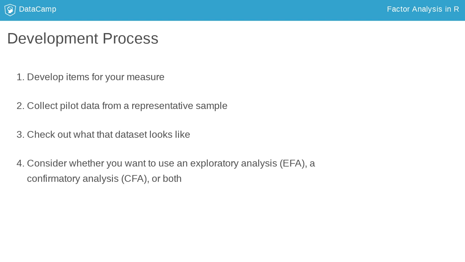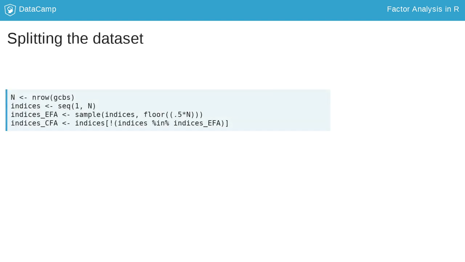Now that you know some basic features of your dataset, you have to consider which analyses you want to run. If you want to both develop and confirm a theory of how items are related to underlying factors, you'll want to use both EFA and CFA on your dataset. In that case, you'll need to split the dataset. Step 5 here. To do that, create a set of random indices, then use them to divide the dataset.